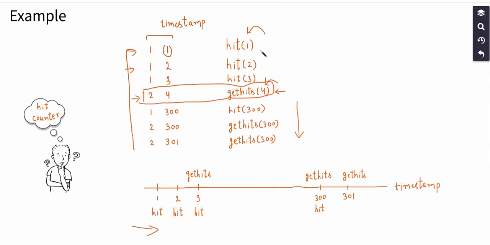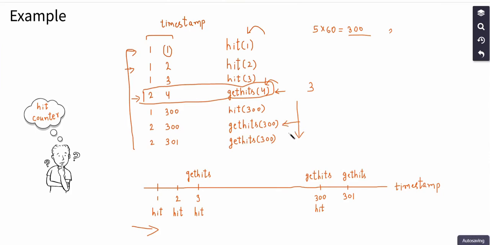We can see that the number of hits that I have encountered in the last 5 minutes, or in the last 300 seconds, is 3. So you can count 1, 2, 3. We have encountered 3 hits in the last 300 seconds. Then what will be the answer to this function call?